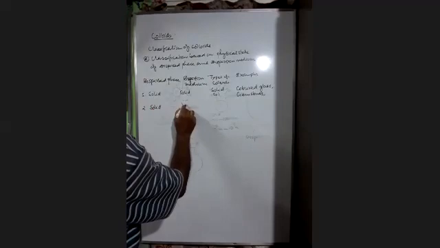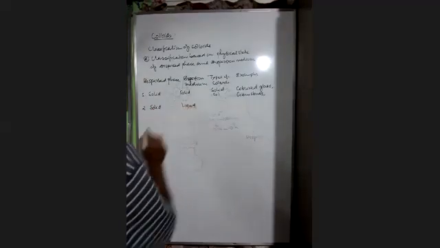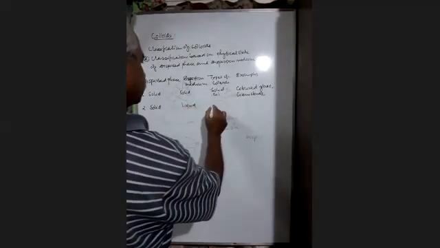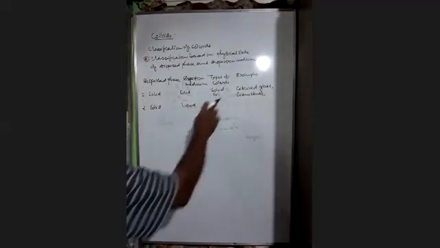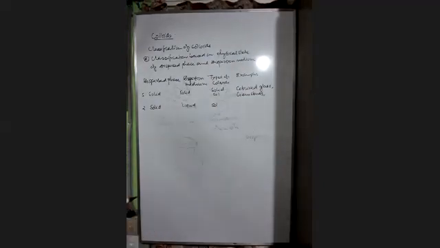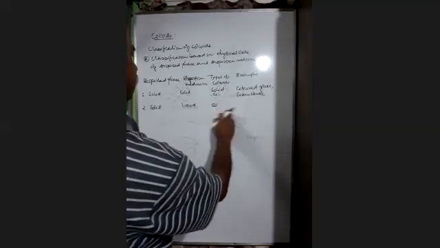Then solid and liquid. These are simply called sol. Okay. Examples are given there: paints, cell fluids, then starch in water, ink, mud, muddy water, everything are examples of this one.